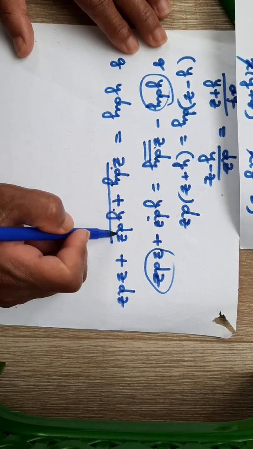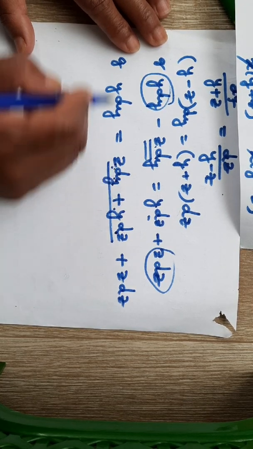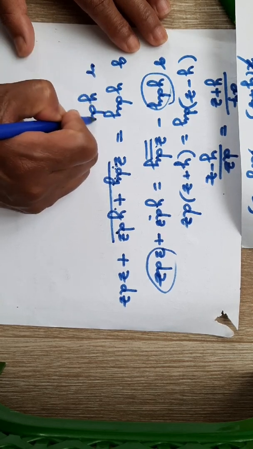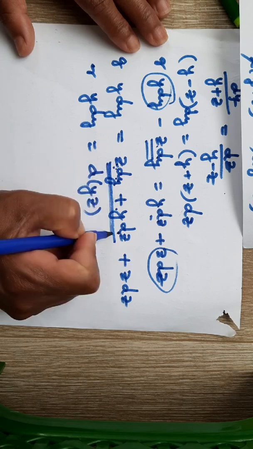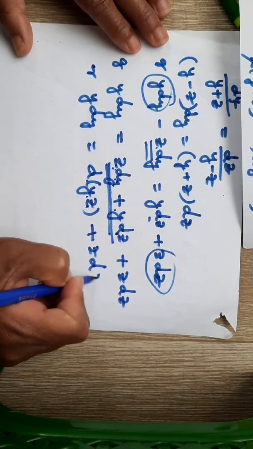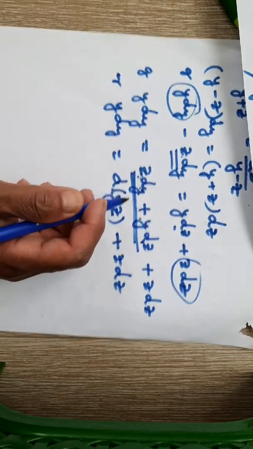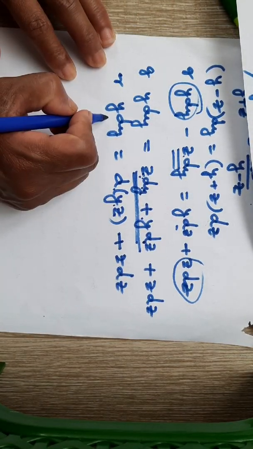z dy plus y dz is the same as the differentiation of the product z into y, or y into z. So you can write y dy is equal to d of yz plus z dz. And now you see that the variables have been separated. So therefore you can easily integrate this one.